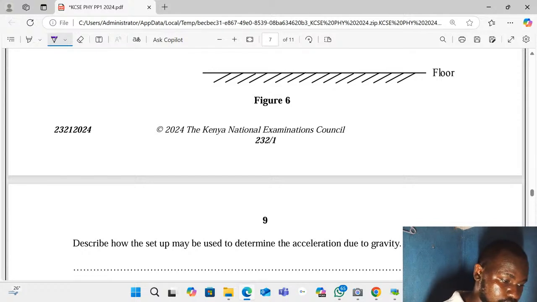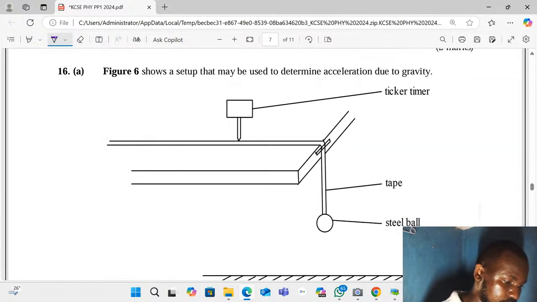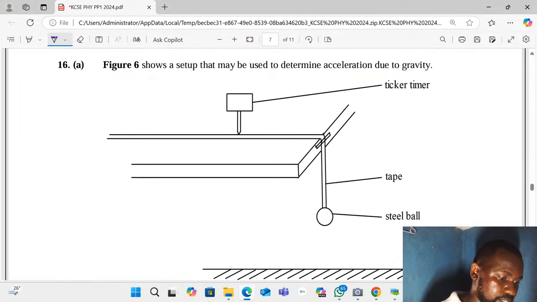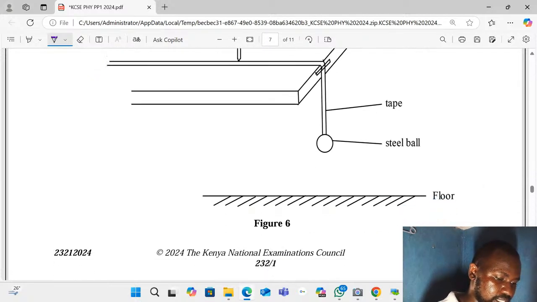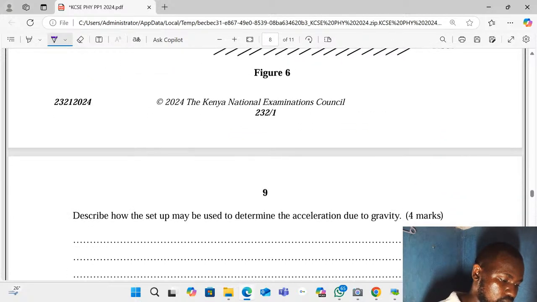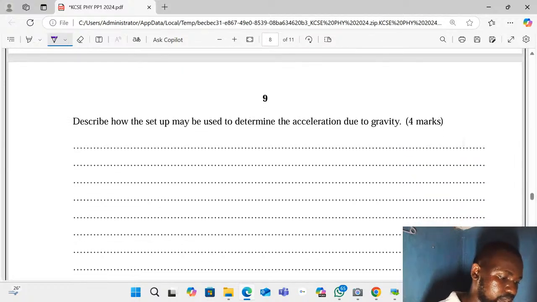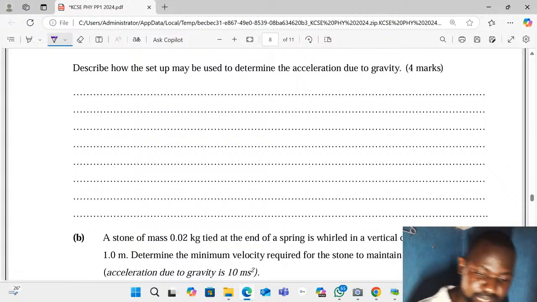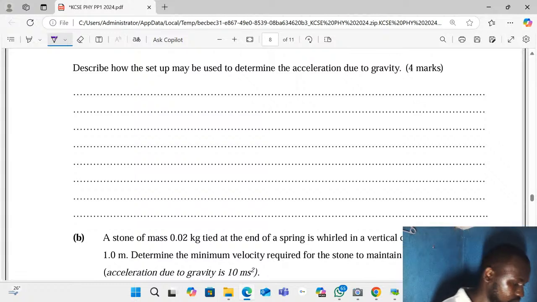Therefore, in our question 16, the setup is showing a ticker timer and can be used to determine acceleration due to gravity. It's just a form of ticker timer. You can see the way it is. Now, describe how the setup may be used to determine the acceleration. You are being awarded 4 marks, so you must be very careful in the way you do it.